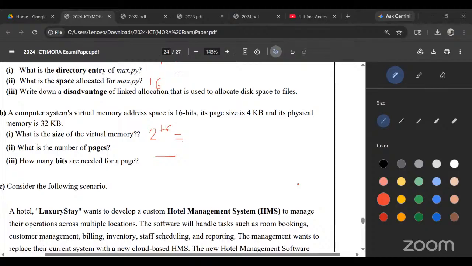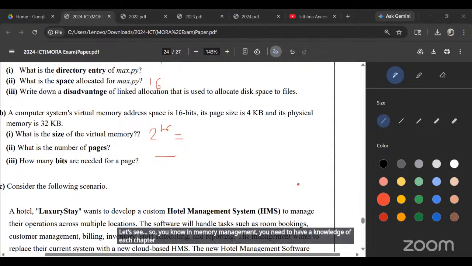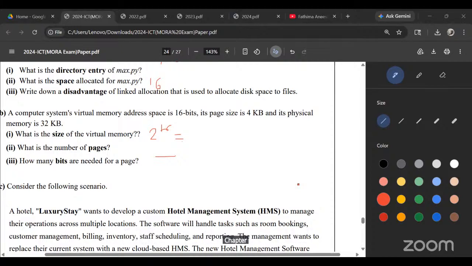Let's see. So, in memory management, you need to have a knowledge of which chapter? Chapter number system, right? Isn't it? Okay, no problem. You're on time. We are just on the first question.